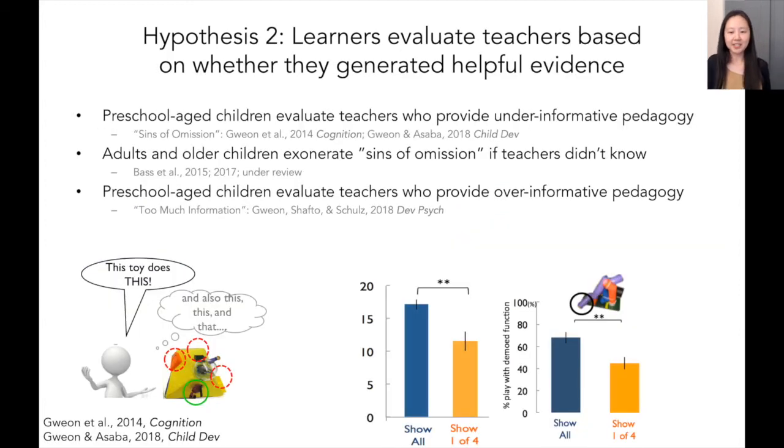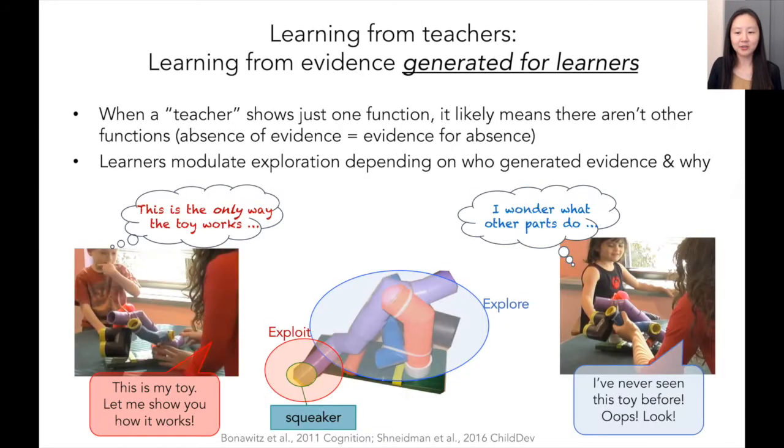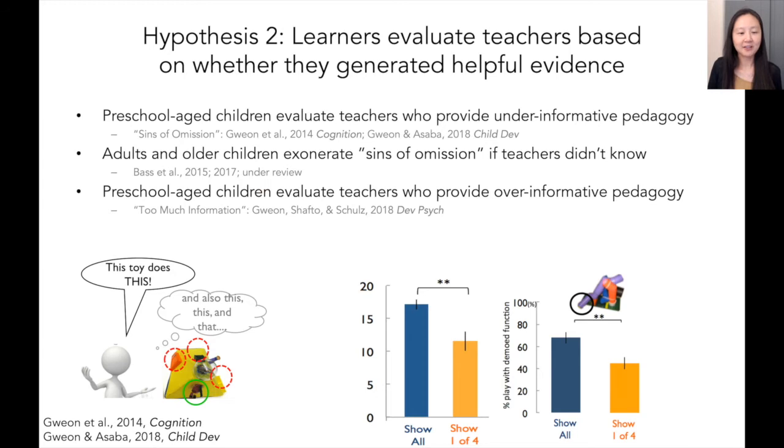Now, let's think about the teacher who showed how the toy works and taught you just one function. And imagine you were the child who actually found out the toy can actually do many different things. How would you feel? So in principle, the teacher didn't do anything wrong. She showed something true and interesting about the toy, but she clearly wasn't providing you the best set of evidence that she could have because she omitted a bunch of other things. So the second hypothesis is that in these cases, learners should be able to evaluate teachers based on whether they generated the most helpful evidence or whether they provided under-informative pedagogy.